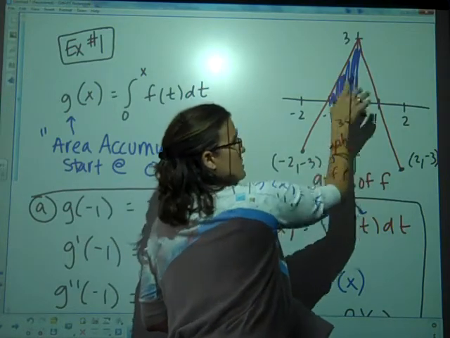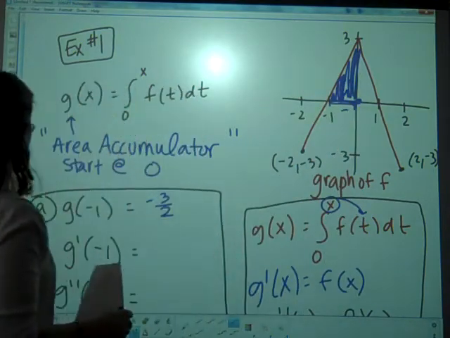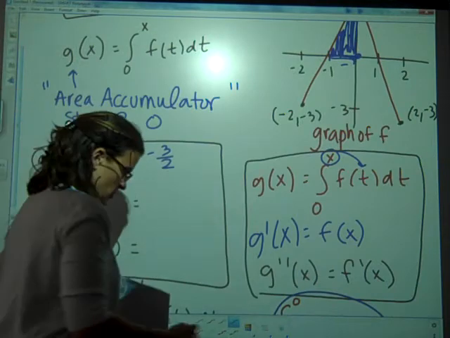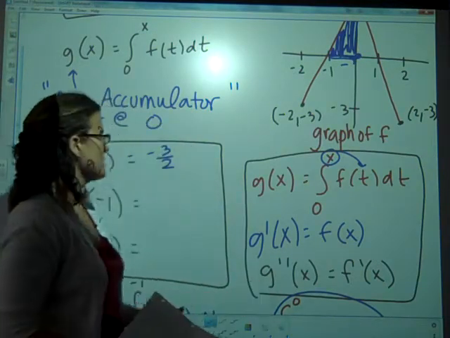Moving up was positive movement, so negative times a positive. That's why we got a negative as our answer. Okay. Now, the next two are usually a little easier. The area accumulator is the one that probably takes the most amount of time.